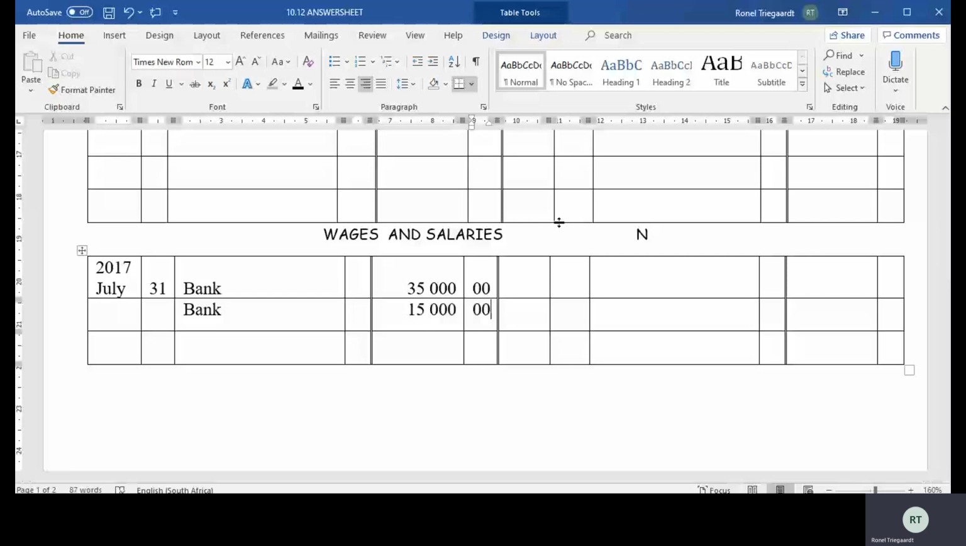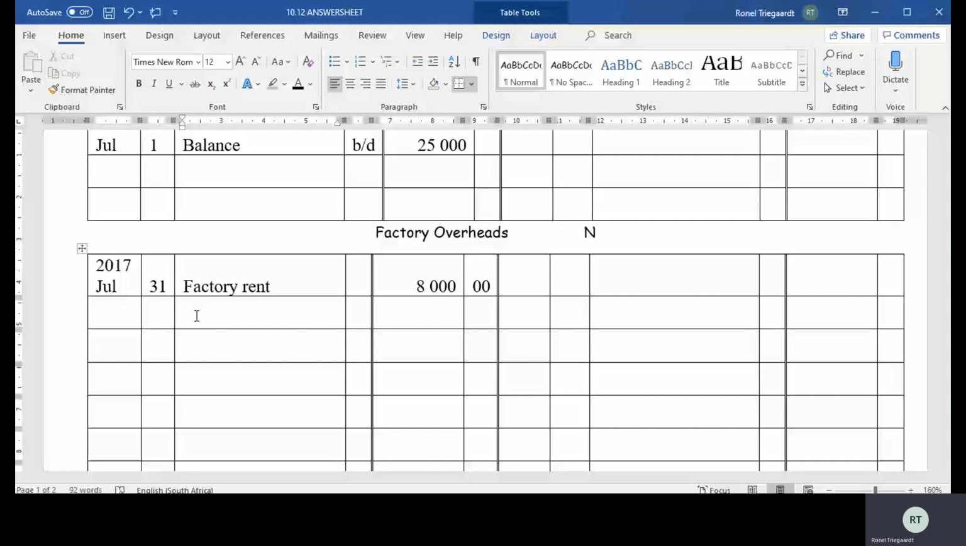The next entry, maintenance of machinery. Maintenance of machinery, obviously the factory machinery, so I'm going to write in the factory overheads maintenance of machinery, or just maintenance. Just whatever makes you happy. Maintenance. And that amount 2,000. Then they tell me sales, 200,000. I didn't ask you to do the sales account, so that's just information.